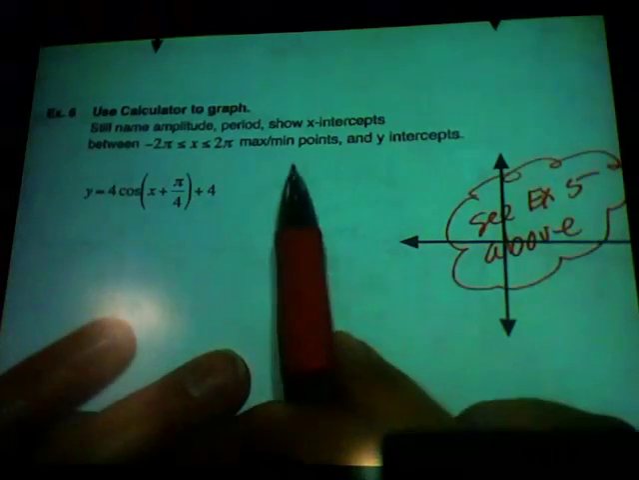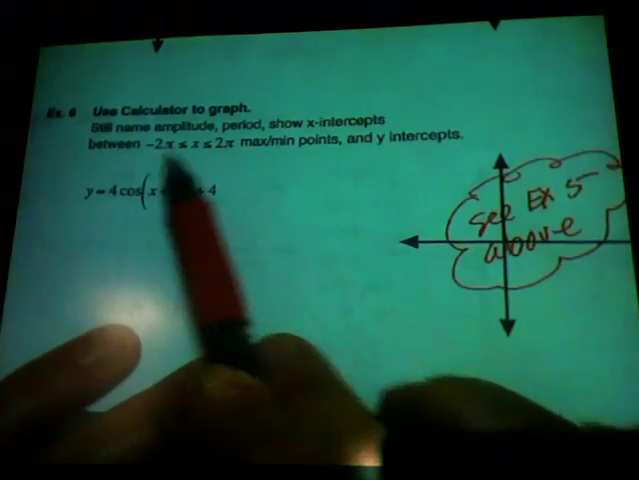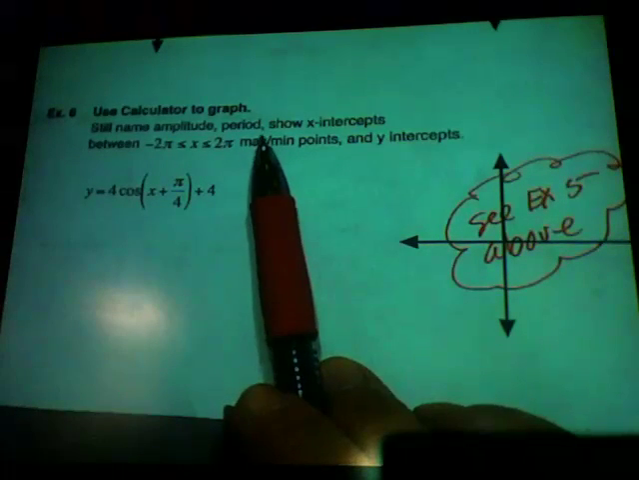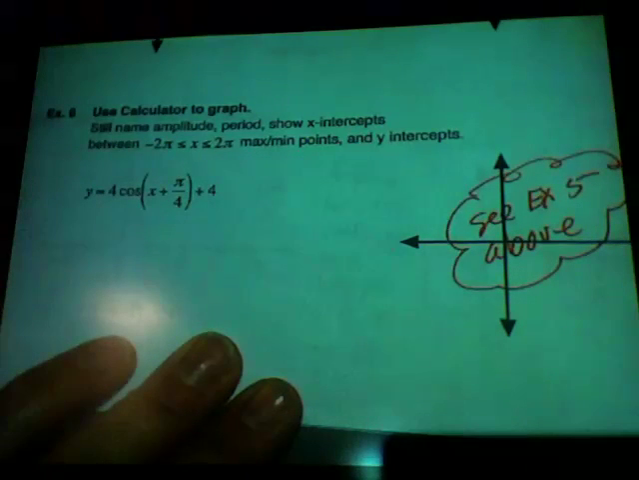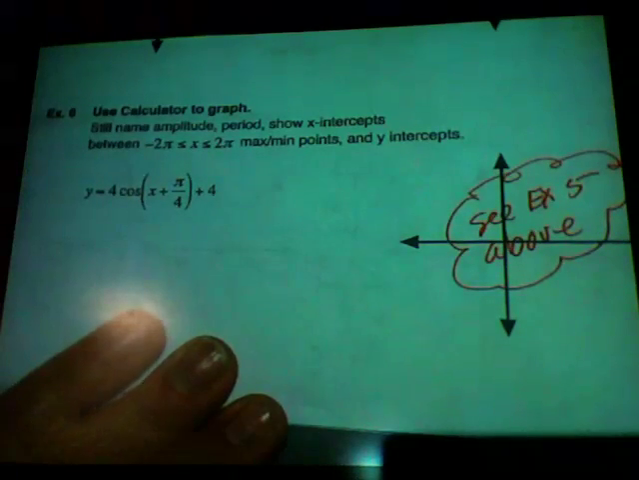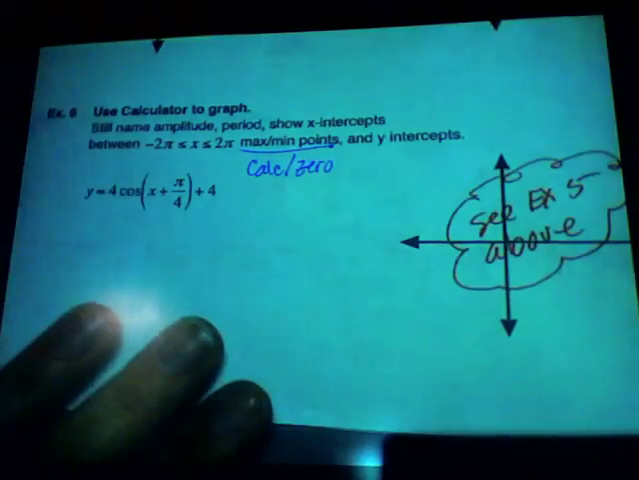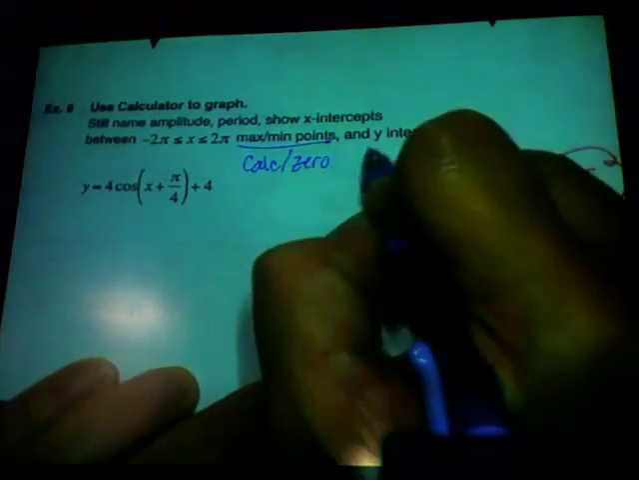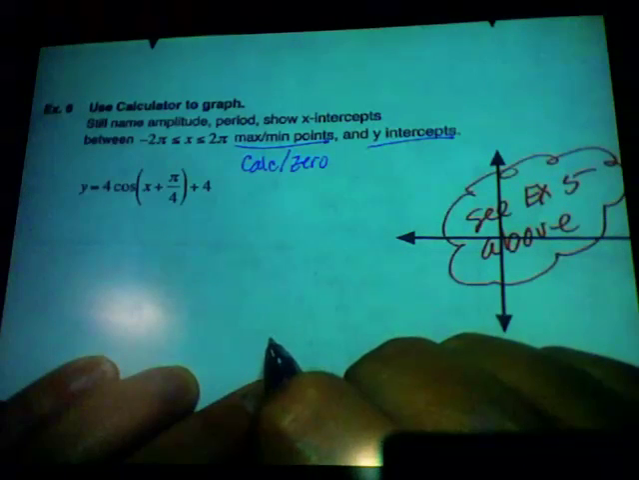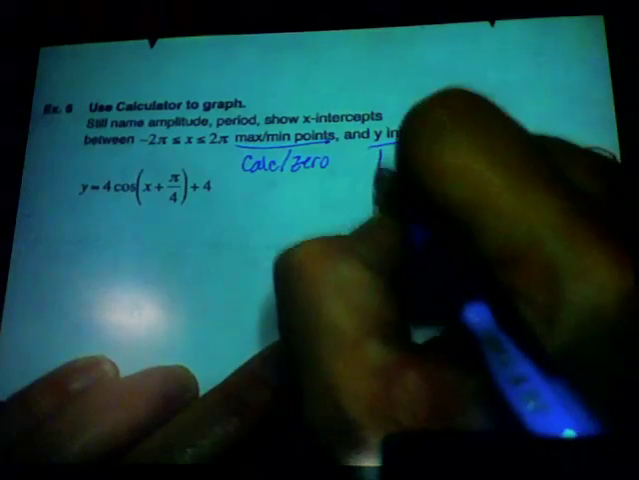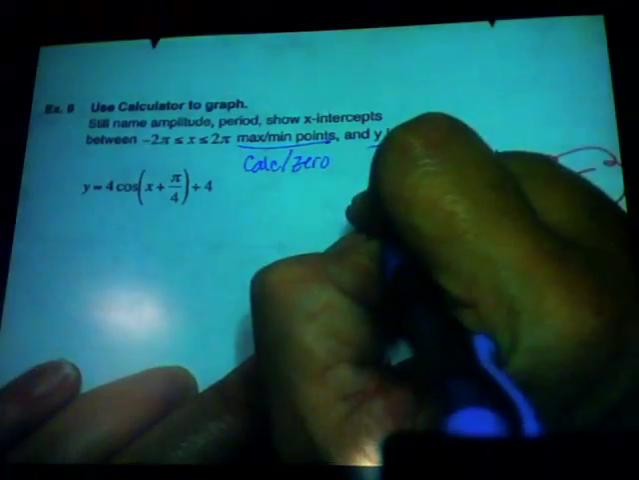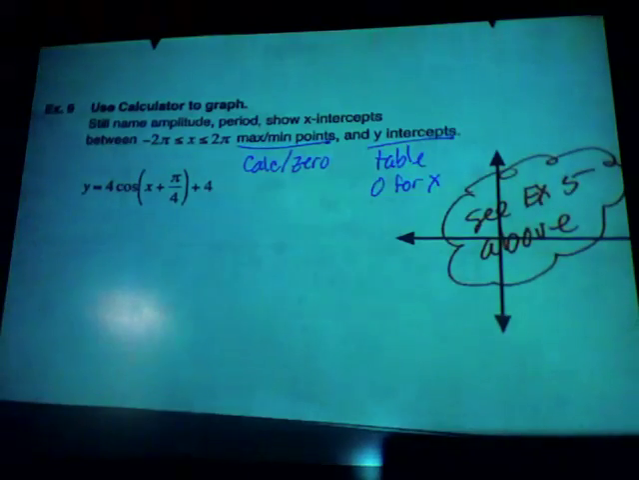Now, you have to find the max and minimum points only between negative 2 pi and positive 2 pi. So you have to go 2 full periods. How do you find max and min points? What menu in your calculator? Calc 0, right? Well, that's the menu, but then you go to max and min points, right? And then how do you find the y-intercepts? What's the easiest way? Go to your table. Very good, Kayla. Go to your table and plug in 0 for x, and you'll immediately get your y-intercepts.